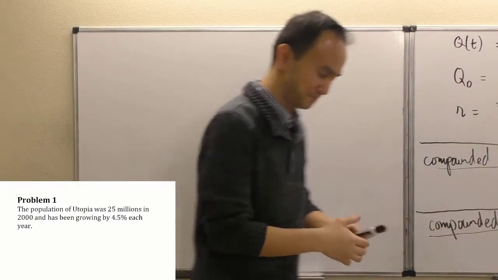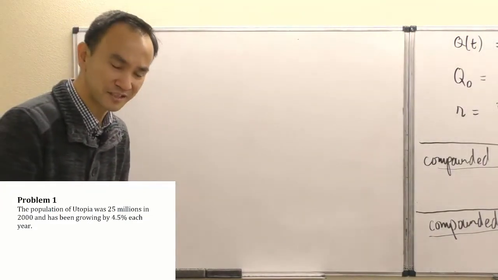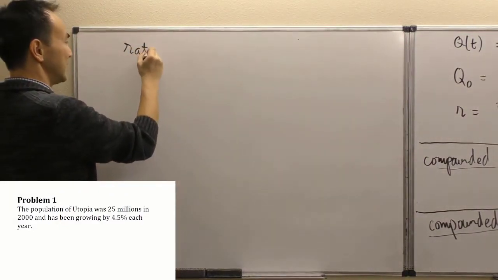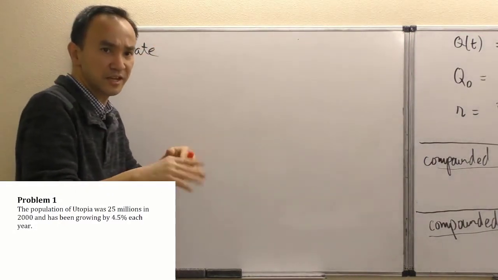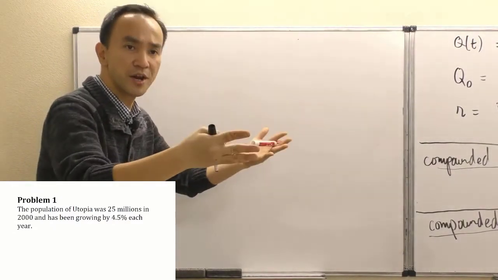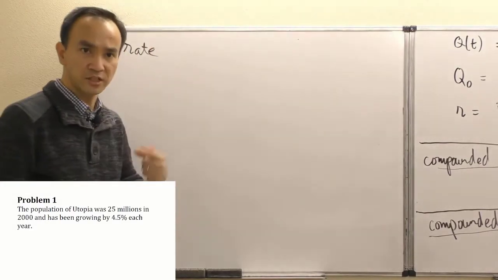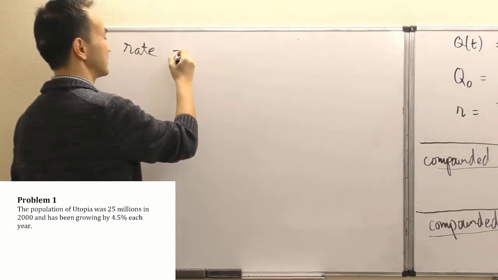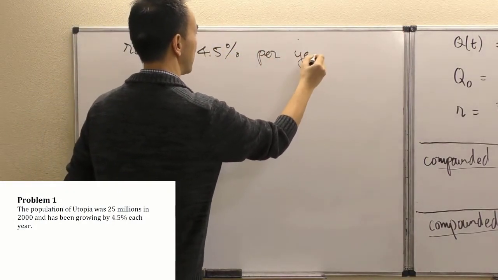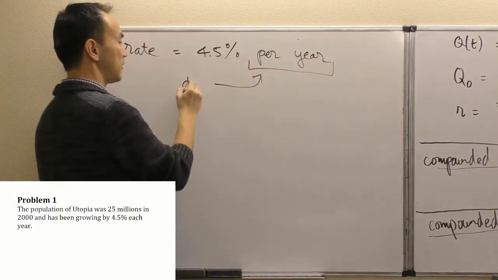And so now, if we read the description carefully, the rate is not even written clearly. It's only stating that it's growing by 4.5% each year. So it's a rate per year, 4.5% per year. Right from this information, all we can extract is that this is the default.